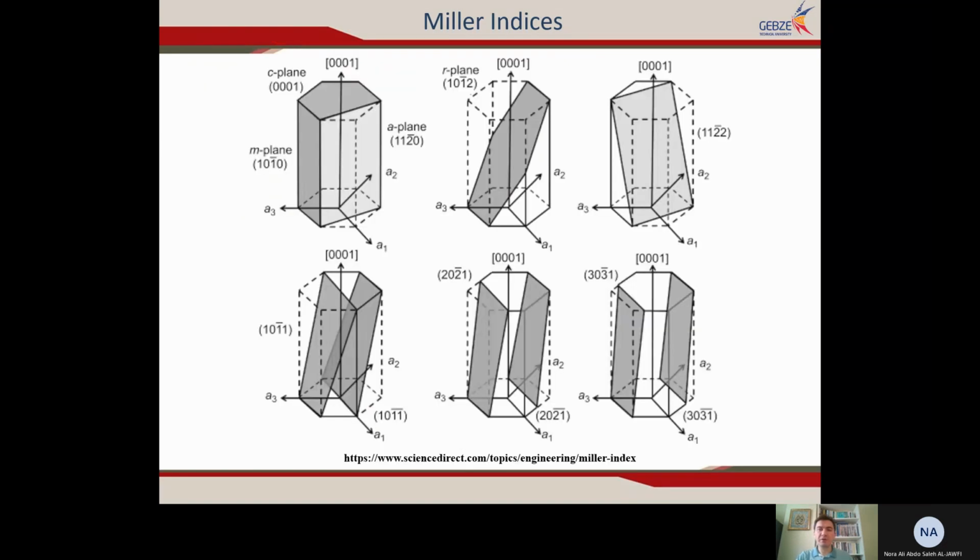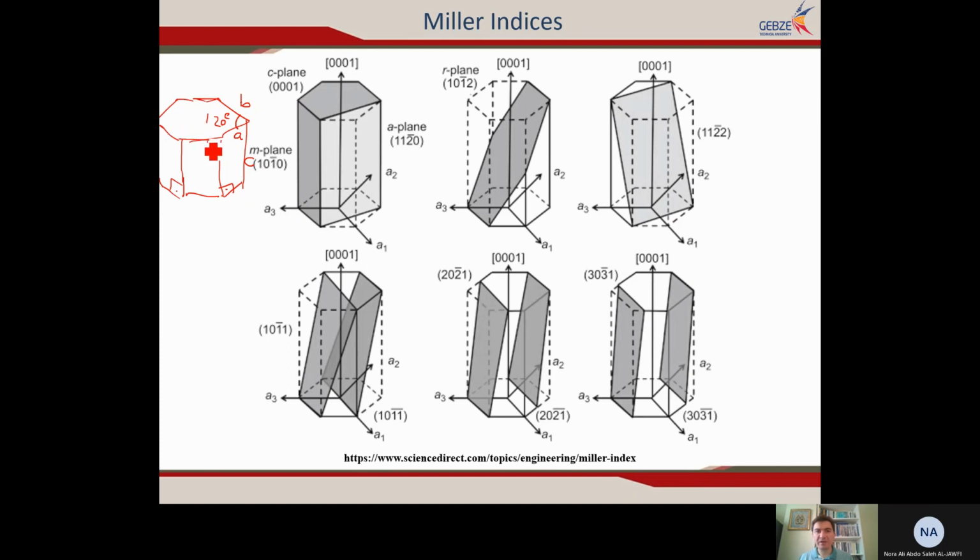So now let me continue with the hexagonal structures. Hexagonal structures have this type of shape. Let me draw it here. You can say that this is A, this is B, and this is C. And what about 120 degrees? This is the 120 degrees. All other angles are 90 degrees.